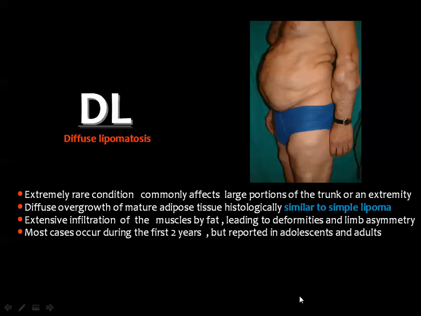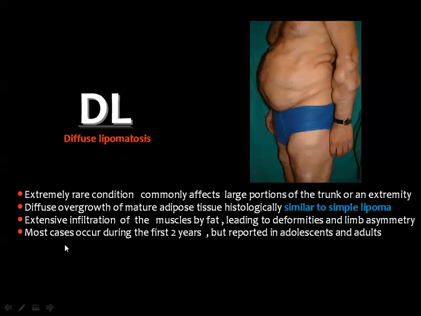Then another entity which is known as diffuse lipomatosis. And diffuse lipomatosis is an extremely rare condition, commonly affecting large portions of the trunk and extremities. It is diffuse overgrowth of mature adipose fat, histologically similar to simple lipoma. Extensive fat, either through the trunk or through the extremities or both. Then the fat will infiltrate muscles, leading to deformities and limb asymmetry, as you can see here.